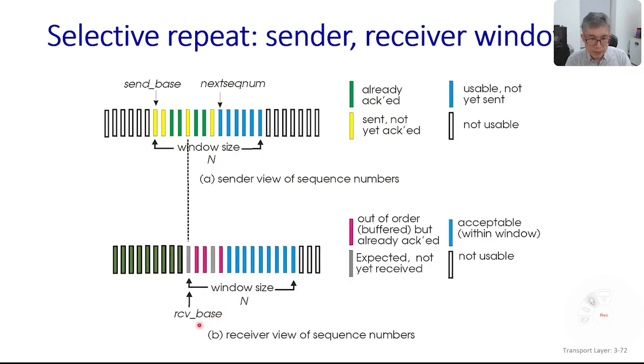On the other hand, B shows a receiver view of sequence numbers. So the green one is already acknowledged, okay? And the gray one is expected, not yet received, okay? And the pink one, in this color case, is out of order, just received and buffered. And the blue one is acceptable because it is within the receiver window, okay? Window size N.